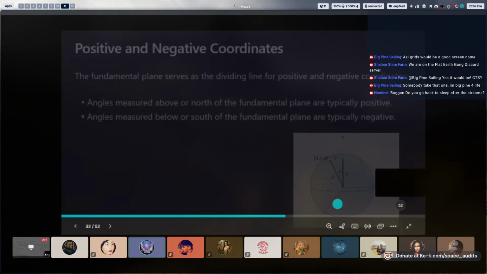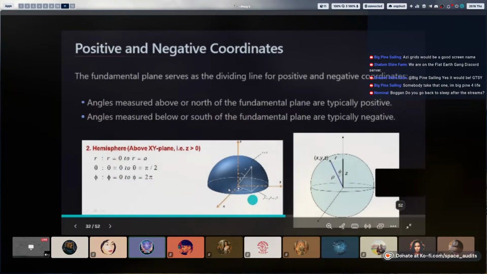So literally the only difference between these two, hemisphere and sphere, or flat and globe, is the fundamental plane where we talk about positive and negative coordinates. It's just this plane, meaning that any observation below this axis, below this 0 point, would be negative. So the z can go negative. And there, ladies and gentlemen, is the only difference between a spherical coordinate system and a hemispherical one.